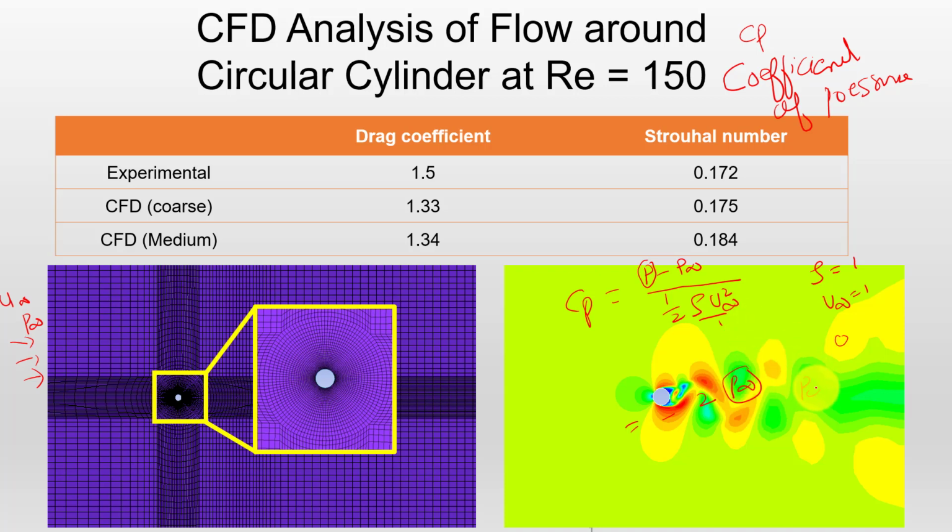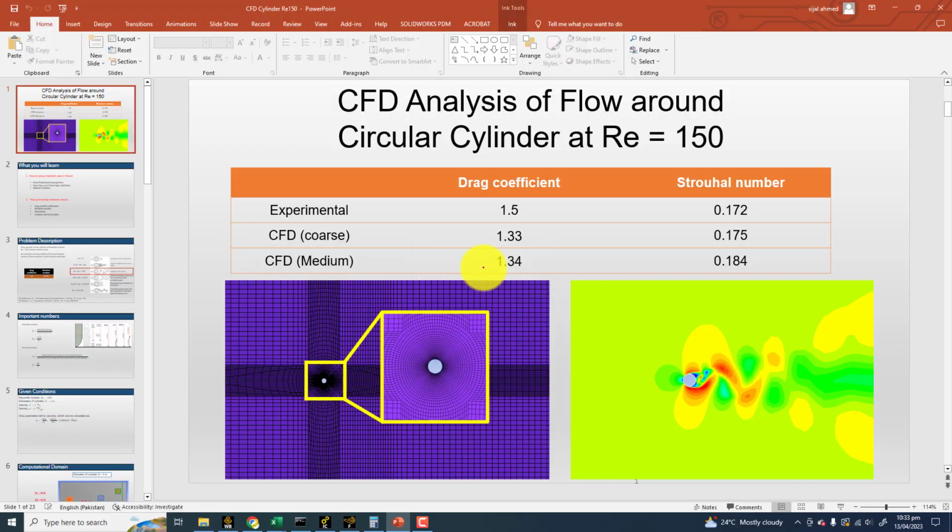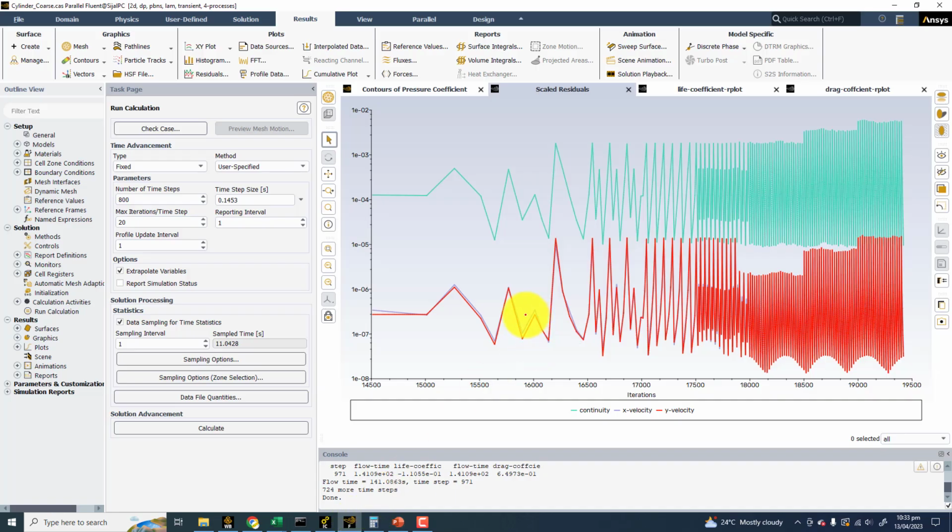But the important thing is that this P infinity is the mean pressure, not any local pressure at any time step. It's not an instantaneous pressure, but the average pressure. What I mean is, if I plot the P static at any location versus time, we can have fluctuations like this. What we want is the average pressure, the average over every time step.